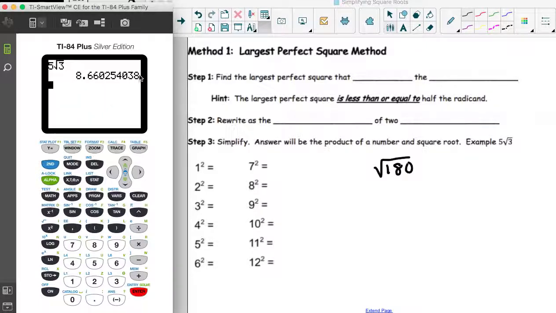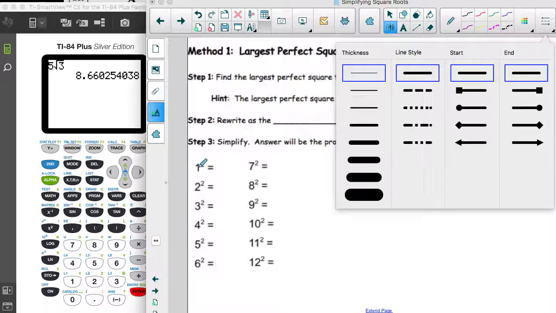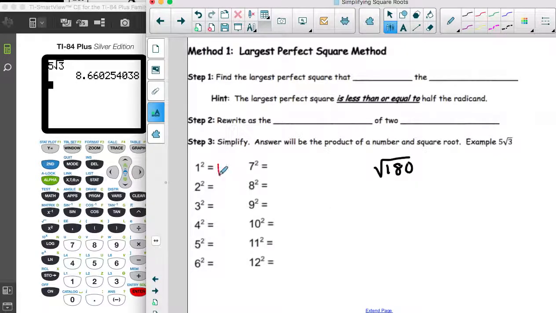This is an irrational number. It goes on forever, whereas 5 root 3 is the exact answer. So in order to do this, we need to know basically our perfect square list. To make your perfect square list, all you need to do is square your integers. So 1 squared is 1. We're really not going to use that one because 1 times anything is anything. But these are the ones that we really want to know.